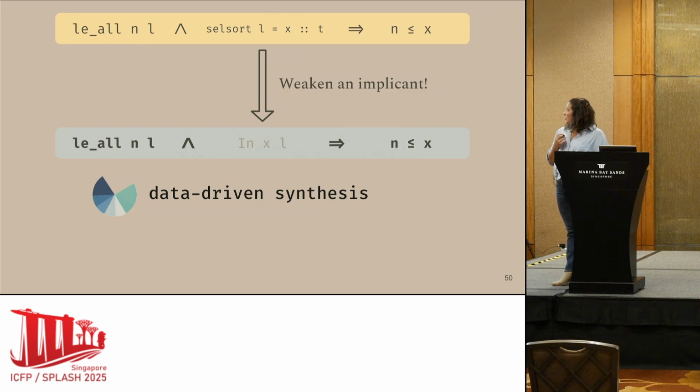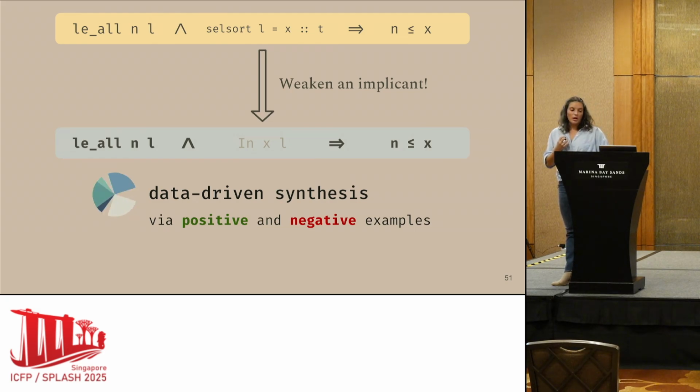And this is where the data-driven synthesis comes in. We want to reduce this problem of weakening an implicant to a data-driven synthesis problem. And we do this by isolating sets of positive and negative examples. In this context, an example is similar to the last context: it's different valuations of every variable in the proof step. And we're in charge of splitting these examples into positive and negative ones, where the positive ones should be true on the result of our synthesis, and the negative ones should make that result false.